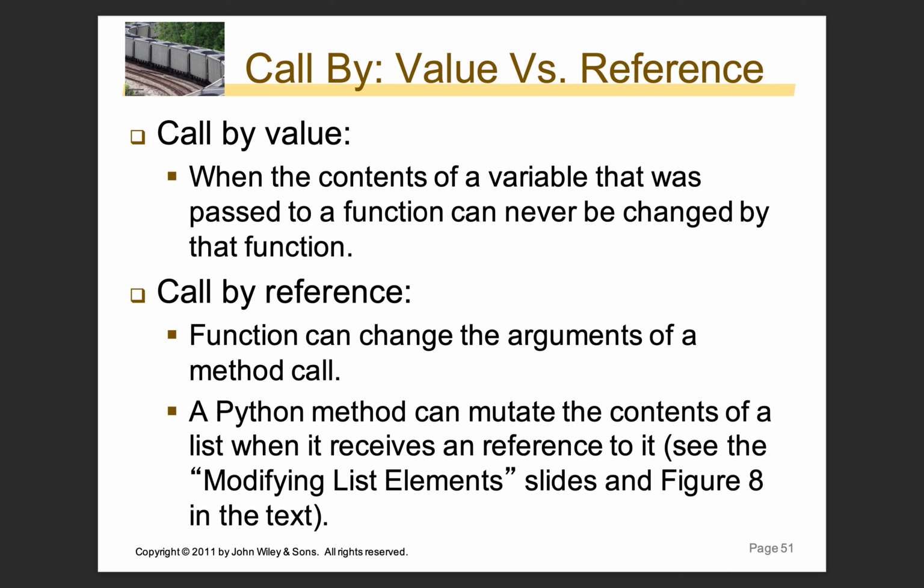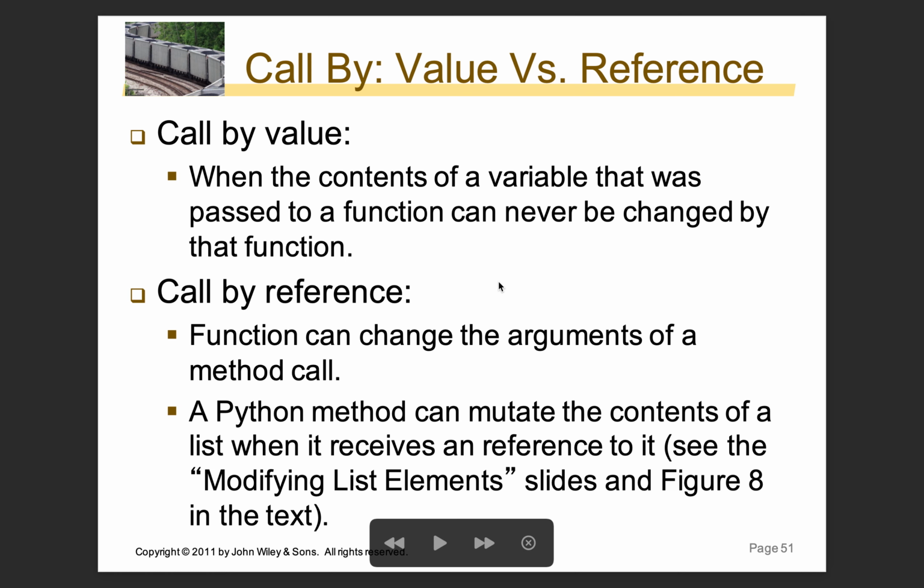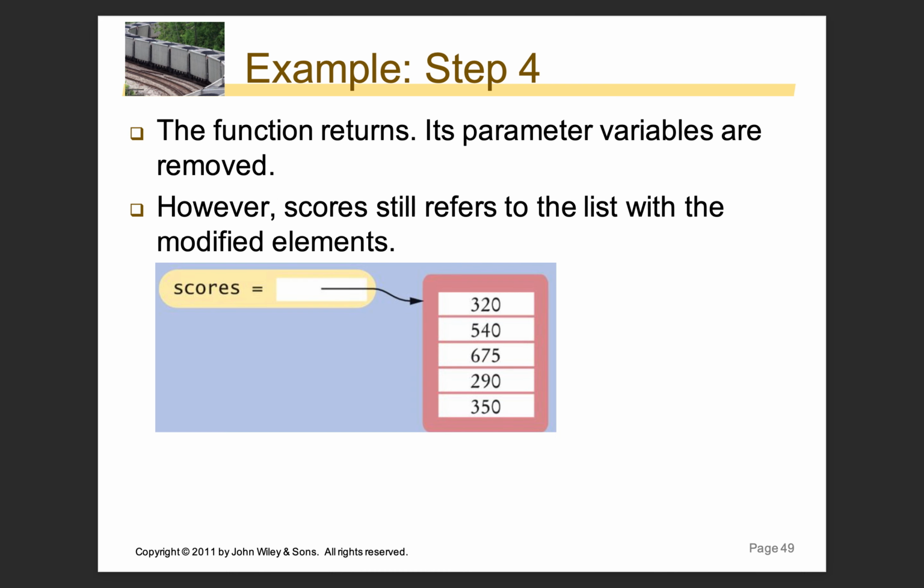This goes back to the idea of call by value versus call by reference. Call by value, the contents of a variable that was passed to the function can never be changed by that function. We pass the value, not the reference to the memory location where the original value was held. Call by reference, pass by reference, the function can change the arguments of the method call. A Python method can mutate the contents of a list when it receives a reference to it, which is this issue we have here.